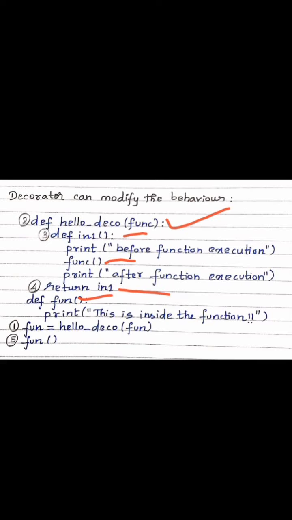Then fun is equal to hello deco fun. Here you are passing the function inside the decorator to control its behavior. This line I'm talking about. This line. Then the last line, fun. Here you're calling the function.